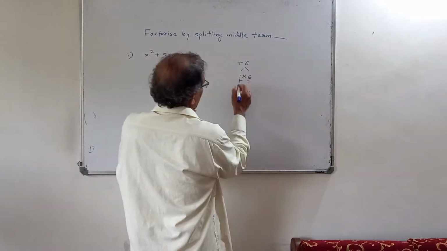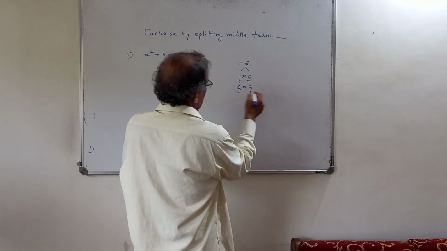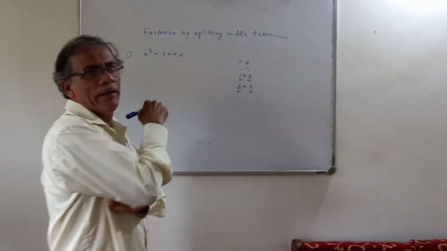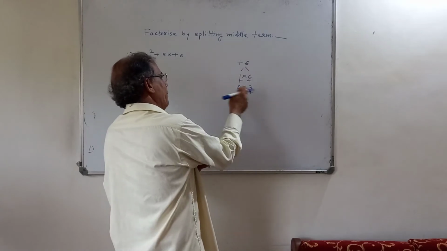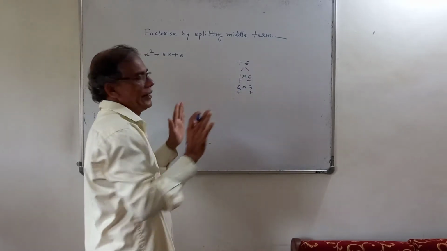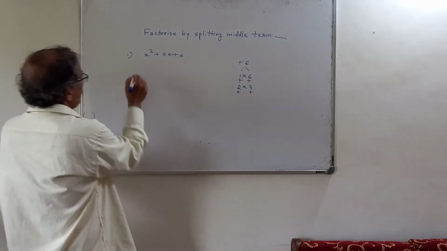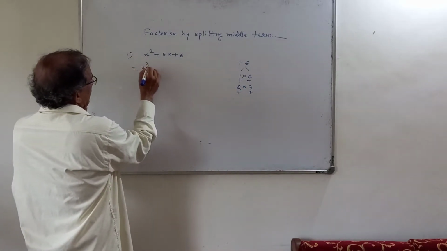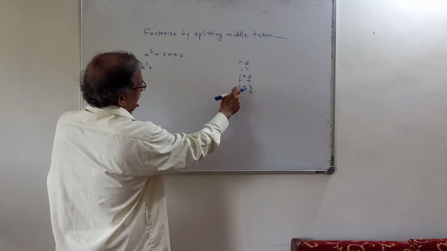Now I shall write a second pair which will give you product 6. 2, 3. You take both positive. 3 plus 2, how much? 5. Now 3 into 2 is 6, and 3 plus 2 is 5. So both conditions are satisfied. So this pair we shall take here, and we shall write this pair by attaching x, multiplying x to both the terms.